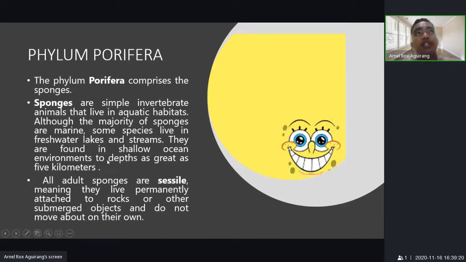But there are certain species of sponge that can withstand high pressure and can live about 8 kilometers deep in the sea. So, all adult sponges are sessile, meaning they live permanently attached to a rock or other submerged object, be it coral or shipwreck, wherever they find it suitable for living, or where they settled during their larval stage, and there they grow. And they do not move about on their own.